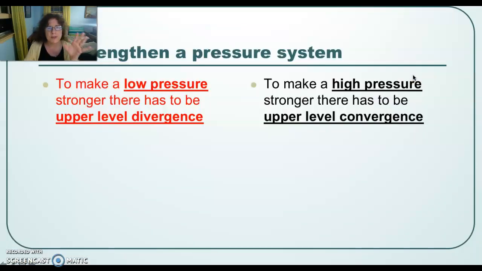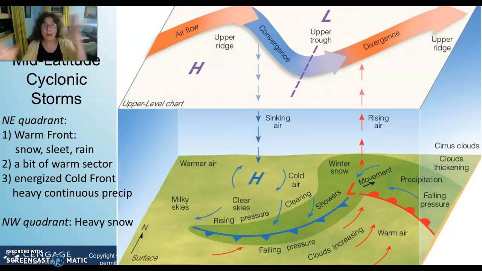Just to go over, if you need another way to look at it, to make a low pressure at the surface stronger, you need upper level divergence. To make a high pressure at the surface stronger for great weather, you need upper level convergence, right? And I wanted to go over how this all comes together at the surface. So let's go from the upper level down to the surface.